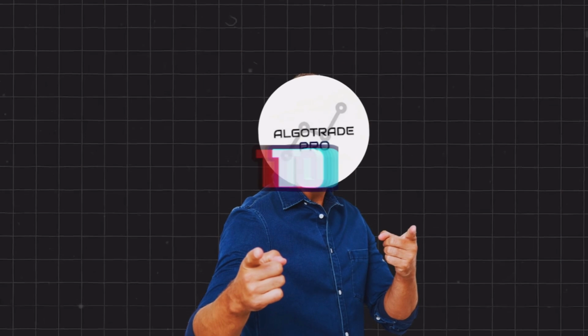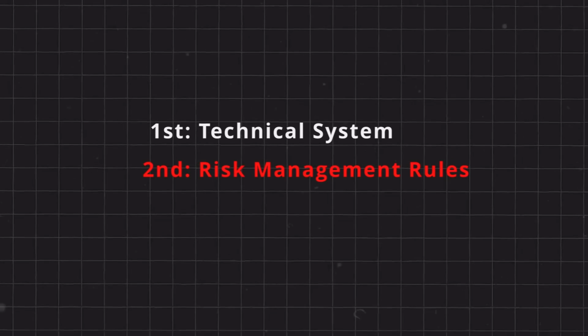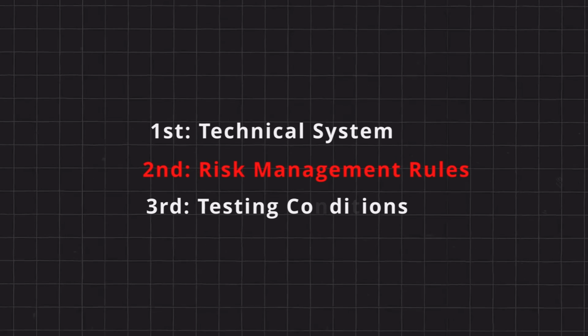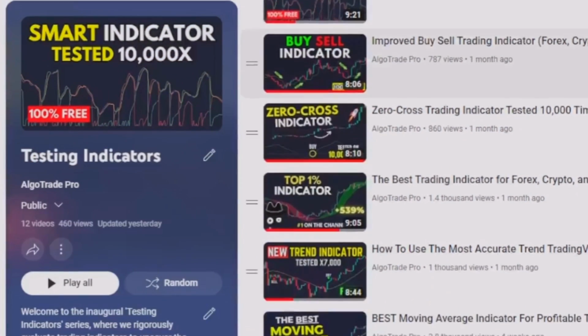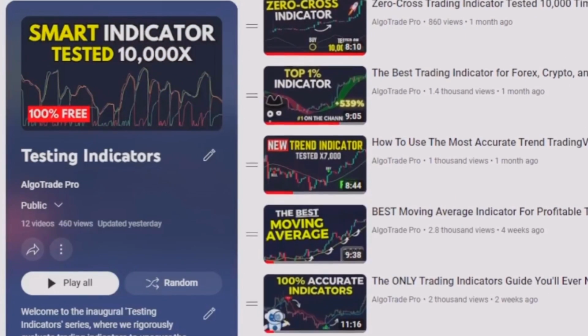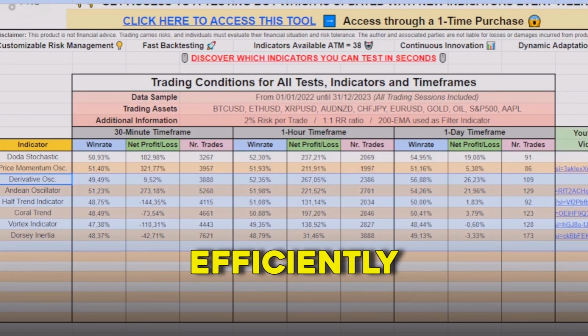As I usually tell you, to conduct a proper backtest, you need to have first the technical system, second the risk management rules, and third the testing conditions. Regarding this last step, if you have been watching this series, you already know that my testing conditions are always the same, so I can compare the different indicators I test fairly and efficiently.